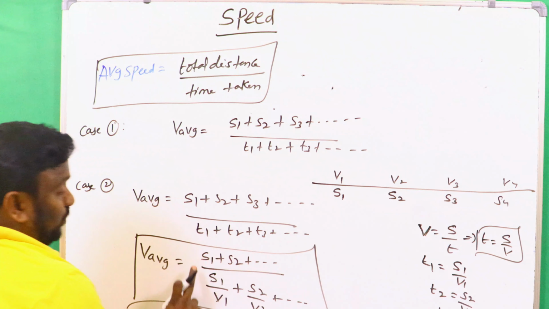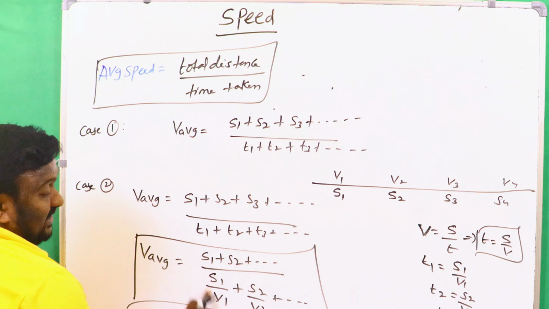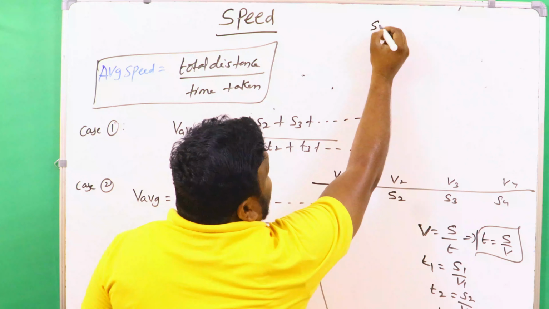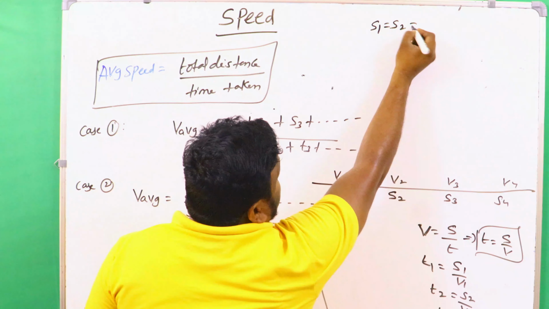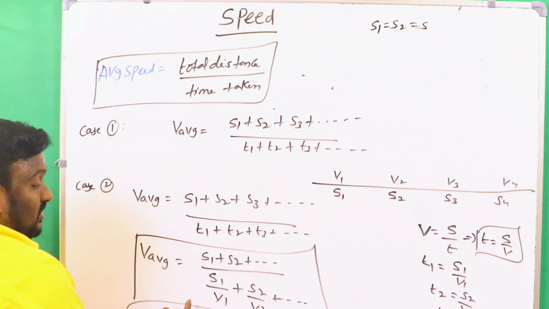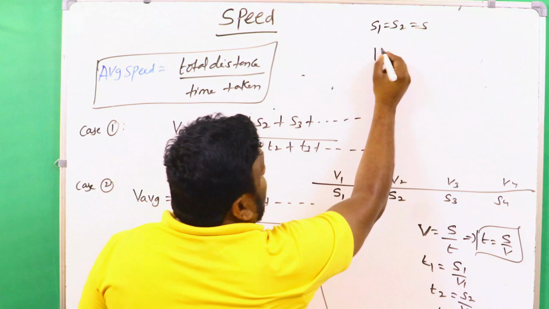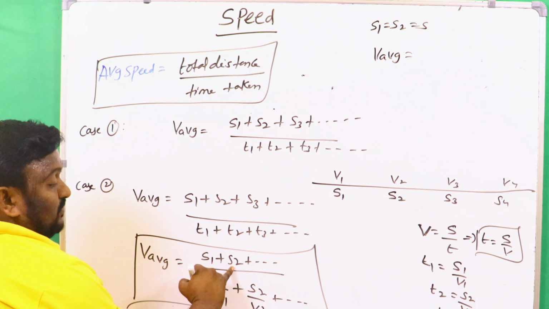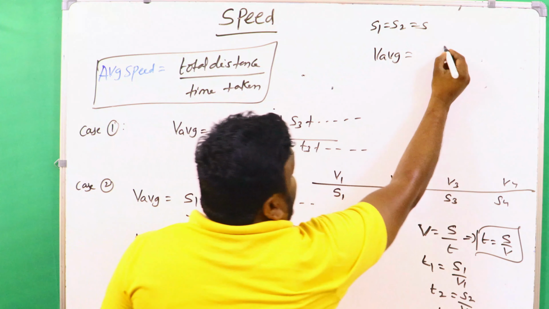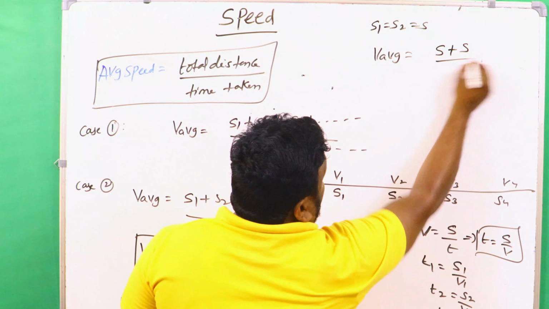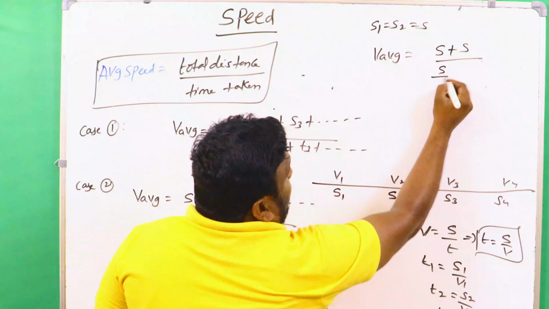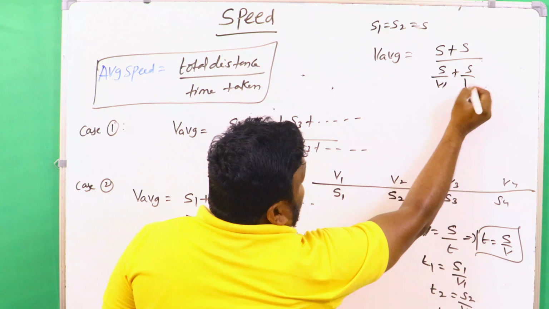Clear. So S1 plus S2 and so on, like this we can write. For example, in the above situation, if we take S1 equal to S2 equal to S, then what do we write here? V average is equal to... What we are saying is S1 is the same, S2 is also the same. That's why here S plus S by S by V1 plus S by V2 we can write.